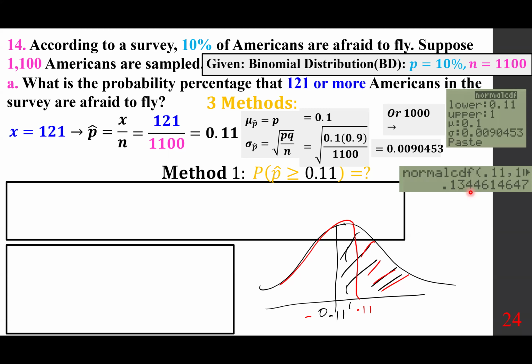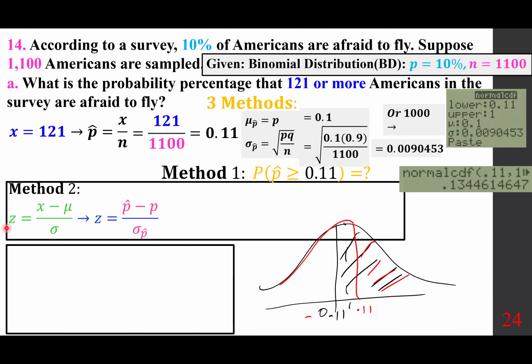By the way, the lower is 0.11. For the upper is 1. The reason I used 1 is because it's a proportion, and the maximum is 1. But over here, when you use normal CDF, you can put 1,000, so you understand what's going on.